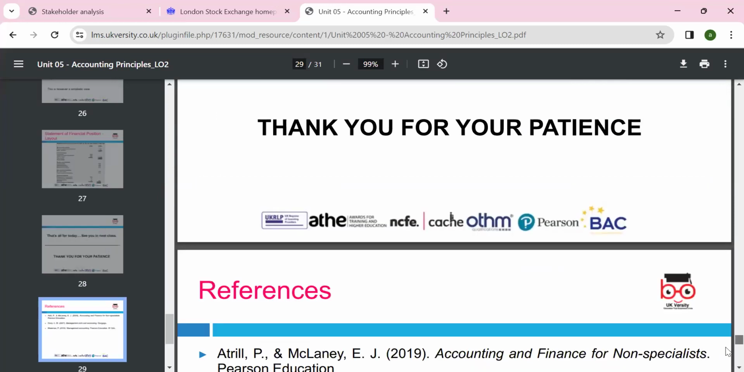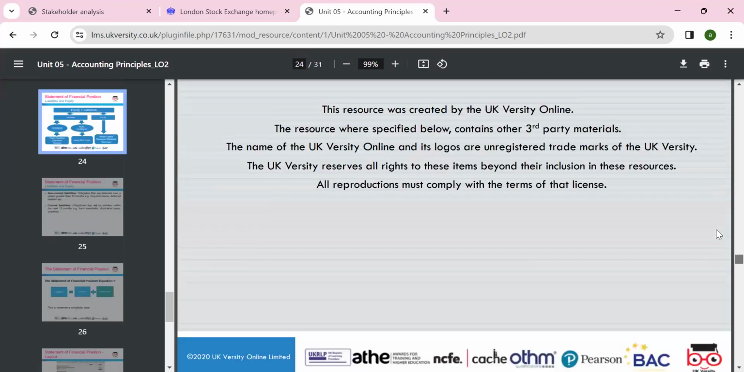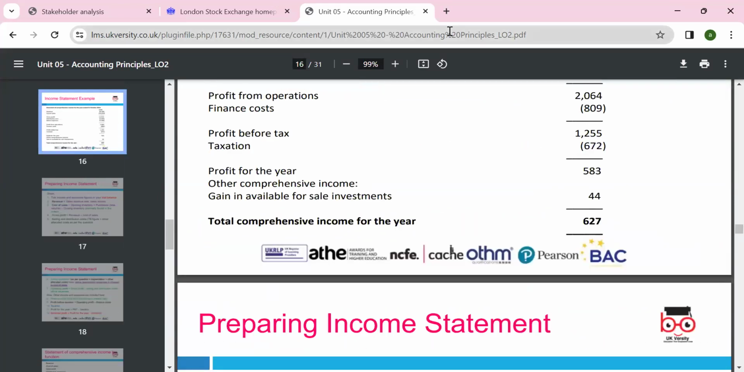So in today's lesson we discussed the financial statements. The key statements we discussed today are the income statement, as per the slide provided, and the balance sheet.